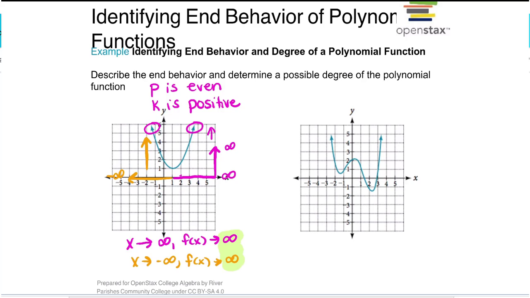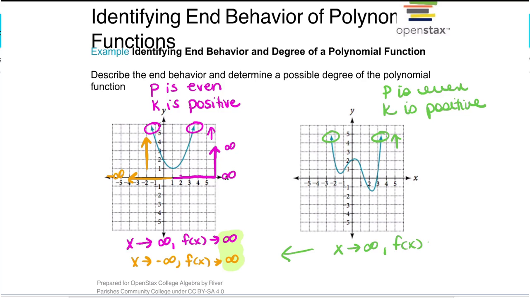All right, so let's look at the next one. Both pointing up, so same direction. So again, your P is even. Your K, right behavior is pointing up, so K is also positive. And then end behavior, it looks like the same thing that we had over here. As x approaches infinity, f of x is going up, so it approaches infinity. As x is going to the left, as it approaches negative infinity, the graph is still going up to positive infinity.